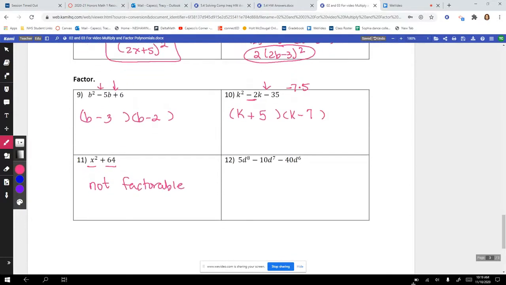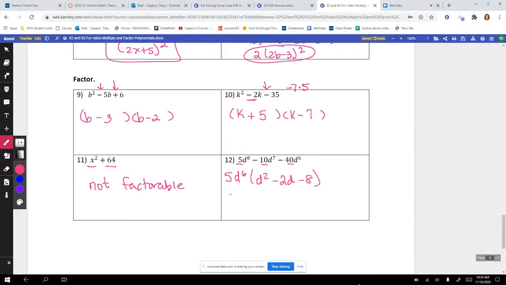Okay, last one for today. Number 12, we have a lot going on there, so we need to be careful. We do have a greatest common factor. If I look at 5 and 10 and 40, I'm going to factor out a 5. And then I have d to the 8th, d to the 7th, d to the 6th. My lowest one is d to the 6th, so I factor that out. Then I'm left with d to the 7th minus 2d minus 8.